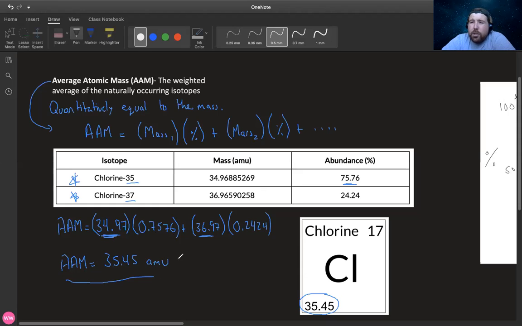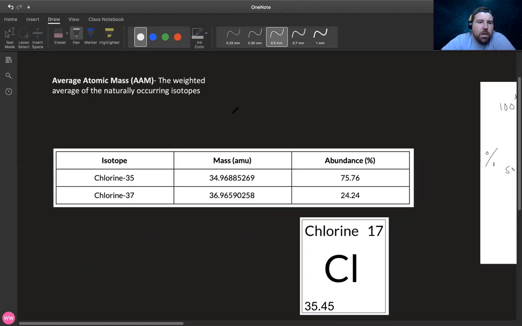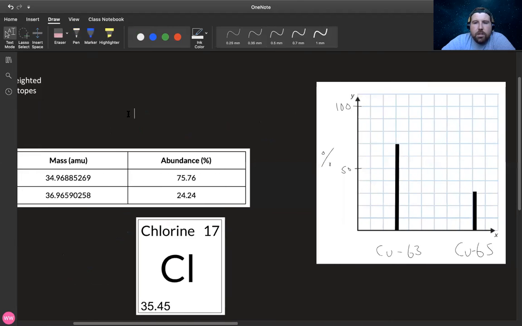And last but not least, if you were trying to determine the average atomic mass for an element that exists on the periodic table, you can quite literally check and see whether it equals the number provided to you on the periodic table. So moving on, what is mass spectroscopy? What does this actually do for us? That's what we're going to check out right now.